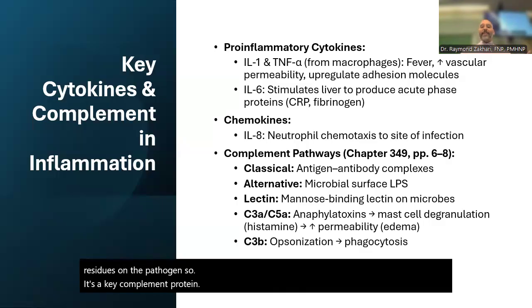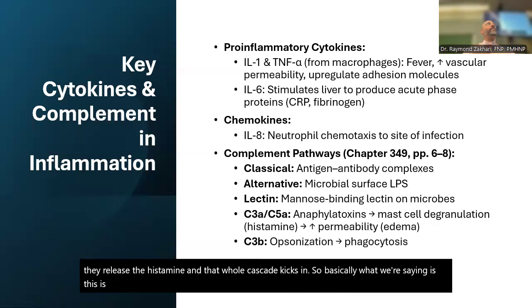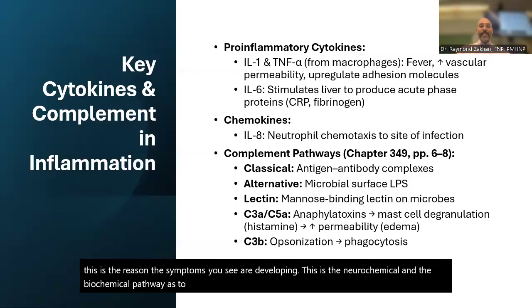Mast cell degranulation is involved in this process. So what do the mast cells do? They release the histamine, and that whole cascade kicks in. So basically what we're saying is this is the reason the symptoms you see are developing. This is the neurochemical and the biochemical pathway as to why what you're seeing is developing.